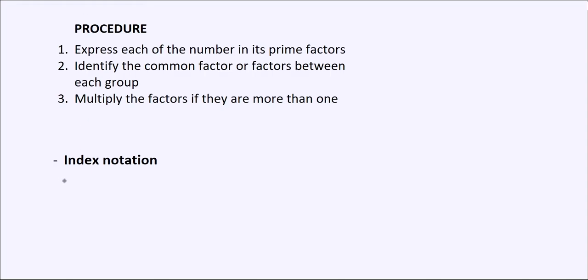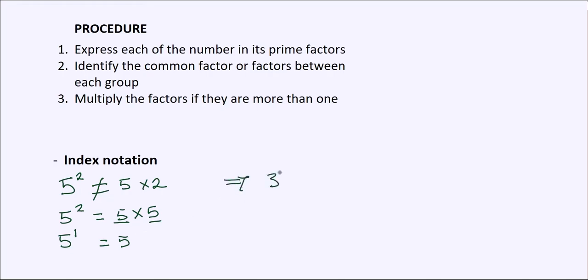Before we get into the lesson, let's talk a little bit about index notation. When you have a number such as 5 raised to power 2, this does not mean 5 times 2. No, this simply means 5 in two forms, which is 5 times 5. This is 1 and this is 2. That is simply what it implies. So 5 raised to power 1 is equal to just 5, meaning 1 form of 5.